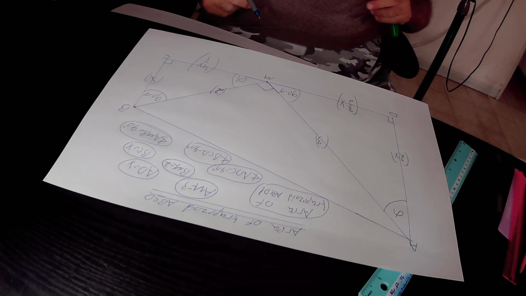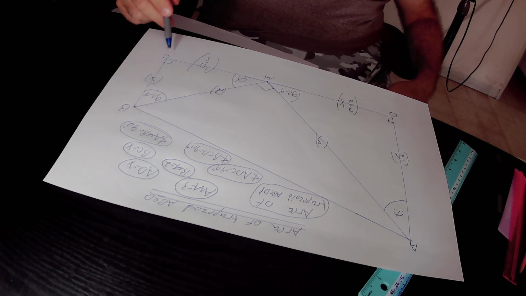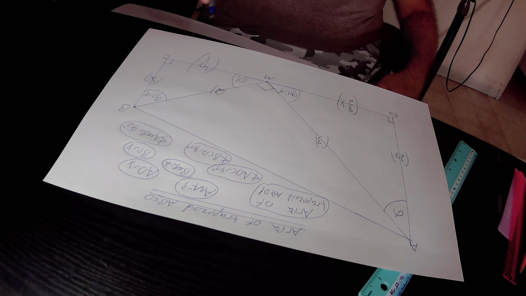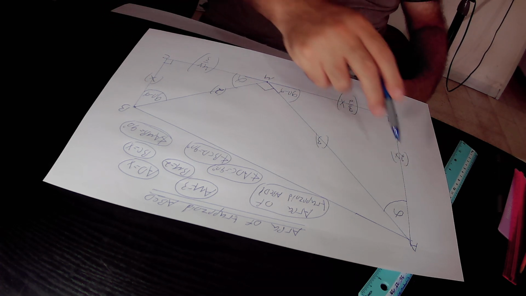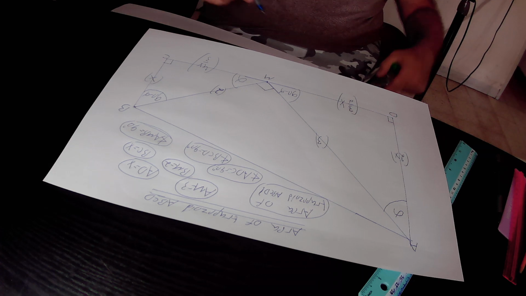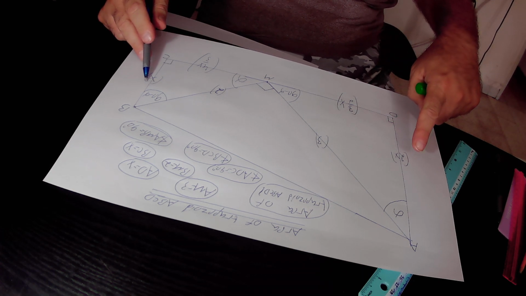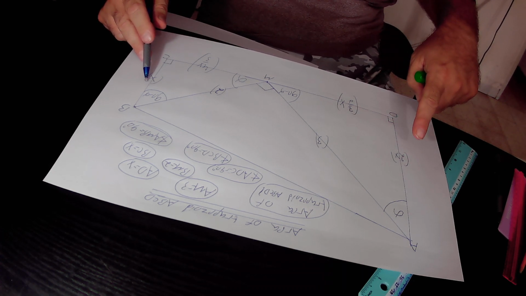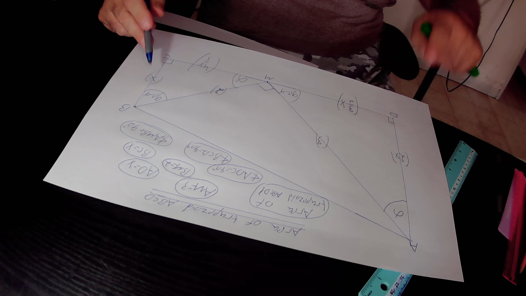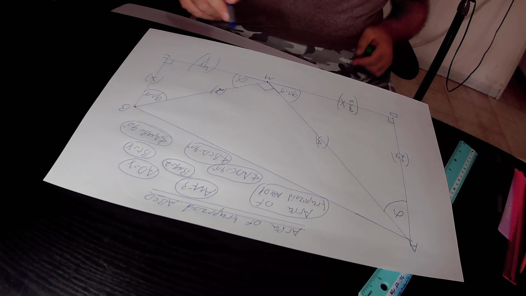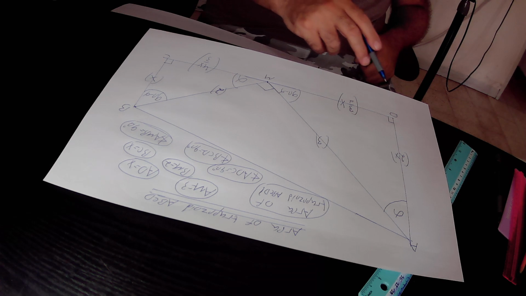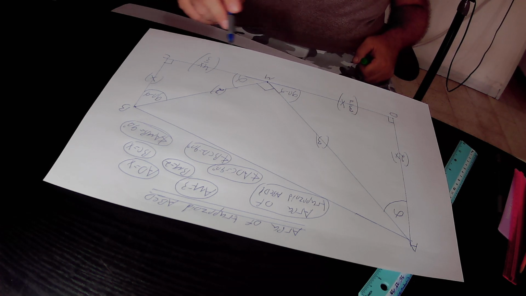The two parallel bases are BC and AD, and the sum of those two parallel bases is BC plus AD, and the height is DC. Why is the height DC? Because DC creates 90 degrees with the two parallel bases.